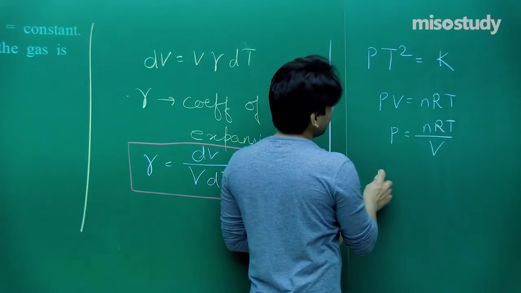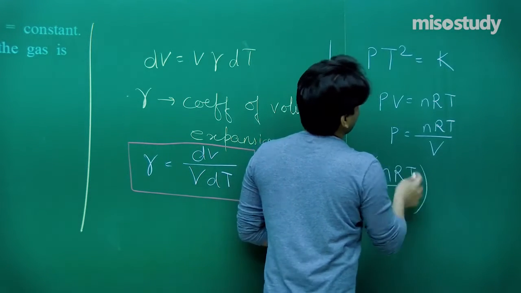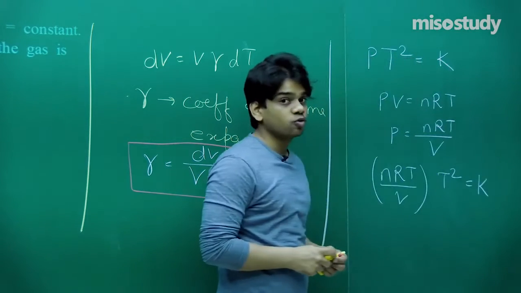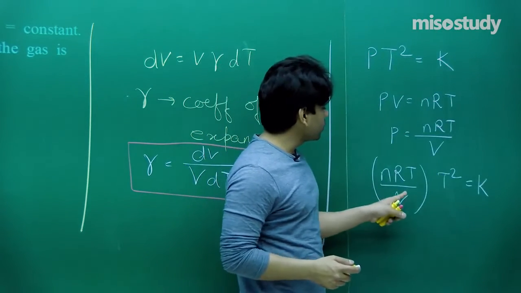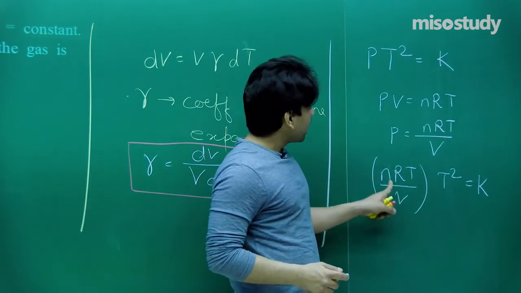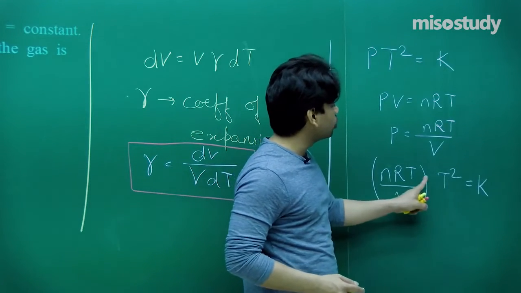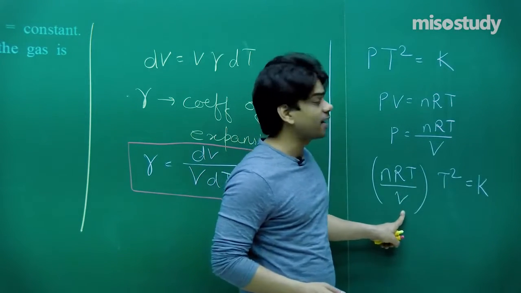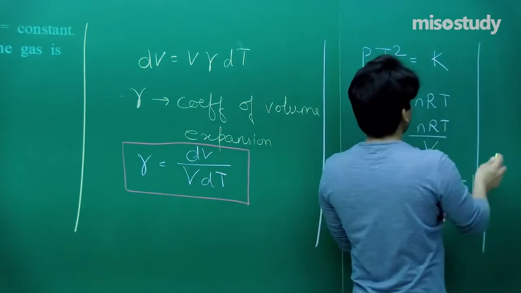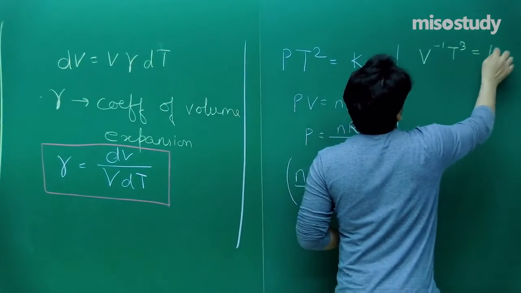So we'll be obtaining nRT by V, multiplied by T squared. You will get this as a constant. Now you see, here you have T cube and here you have V to the power minus 1, with nR and a new constant. So can we replace this equation as T to the power 3 into V to the power minus 1 is constant. So we can write V to the power minus 1 into T to the power 3 equal to constant K.